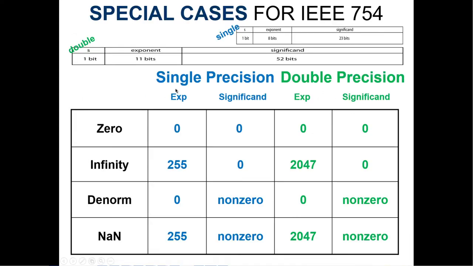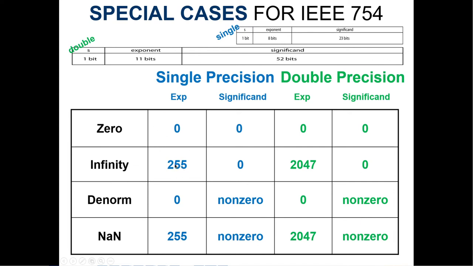Okay. Now, here are the special cases, and this is kind of what makes it interesting. The special cases arise when the exponent is 0 or the exponent is 255. And then we add to that whether the significand is all zeros or whether it's something other than zeros. Now there's two conditions. If you want to represent 0, your exponent is 0, your significand is 0, and your sign bit would be 0 also because it's a positive number. So basically 0 is just all zeros.